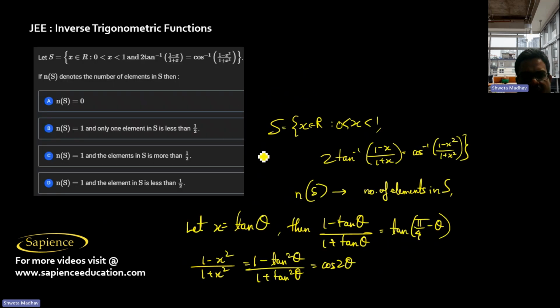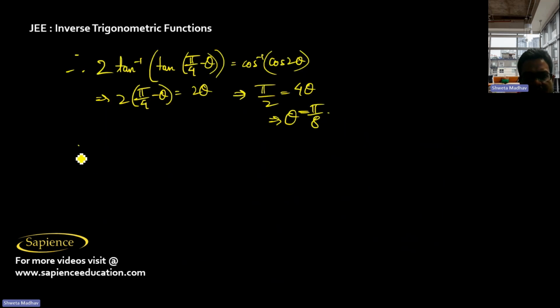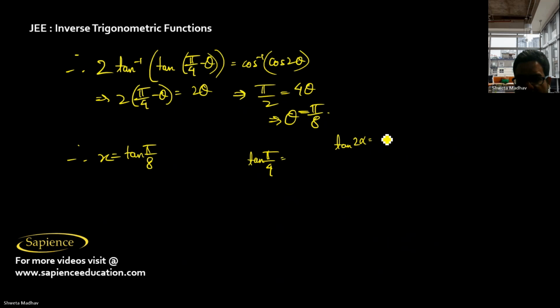So therefore x, we have to find, x will be tan pi by 8. So x is equal to tan pi by 8. So tan pi by 8, how to find? We know tan 2 alpha is equal to 2 tan alpha by 1 minus tan square alpha. So if I take alpha as pi by 8, we can say tan pi by 4 is 2 tan pi by 8 by 1 minus tan square pi by 8.